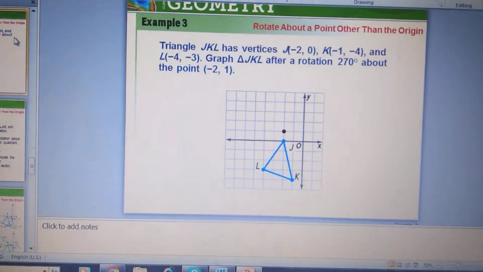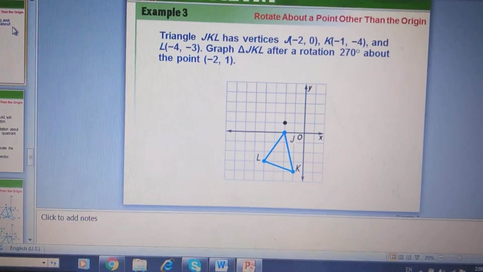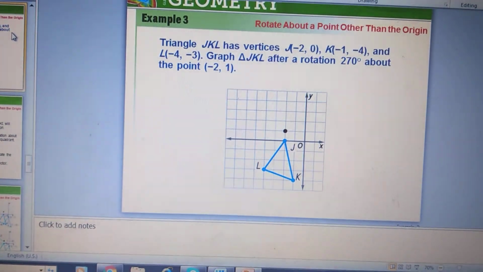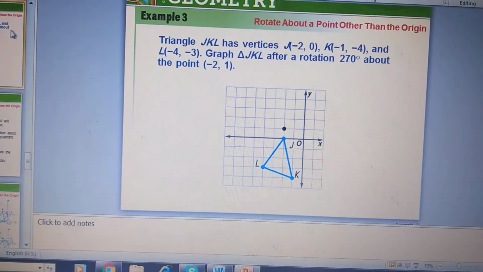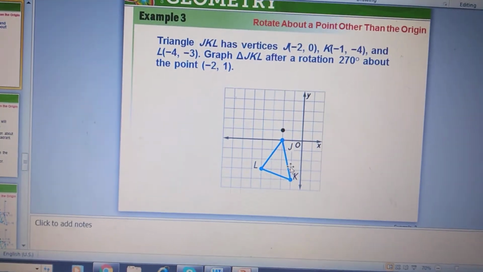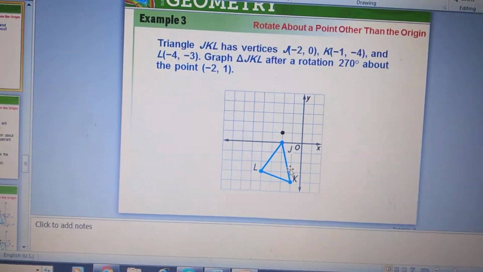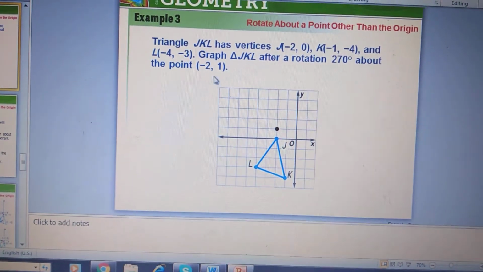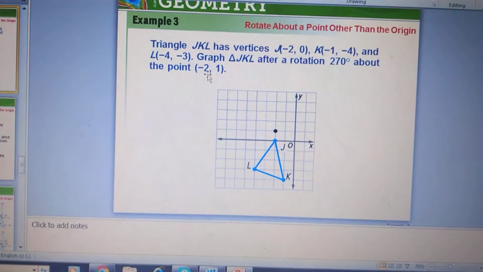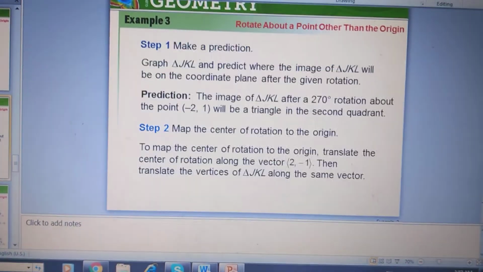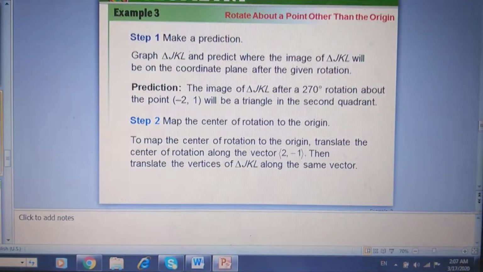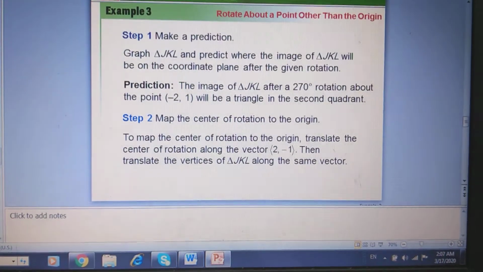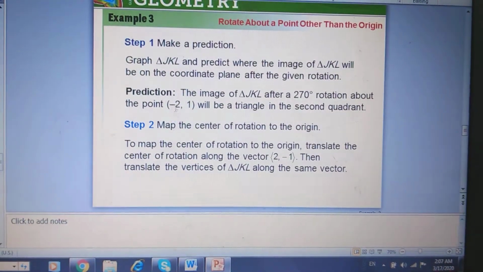Triangle JKL has vertices J (-2, 0), K (-1, -4), and L (-4, -3). First step, I must graph the triangle. As you see here, I graph the triangle JKL. It is in the third quadrant. And also I graph the point, which is the center of rotation, (-2, 1).